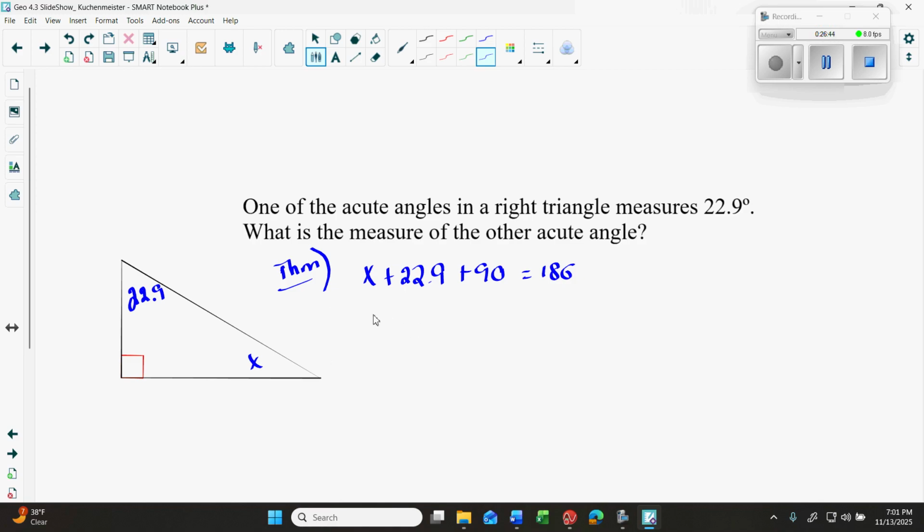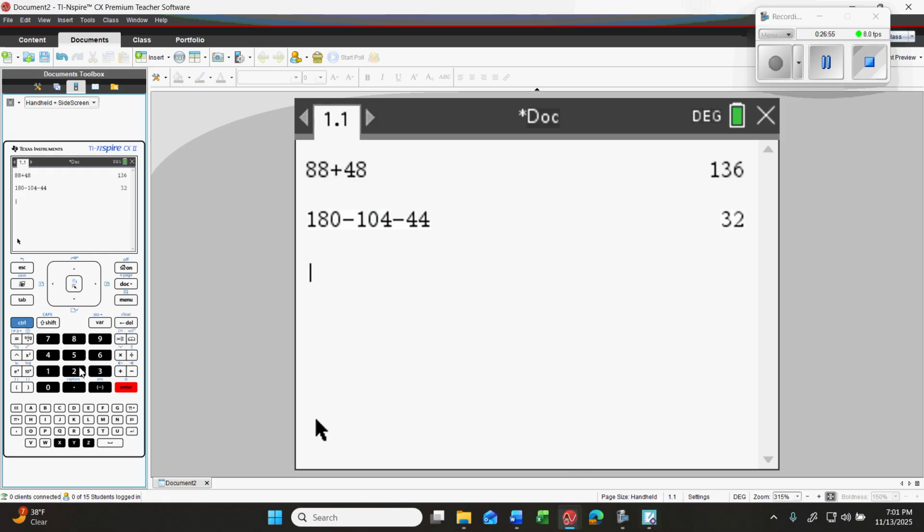So there we combine like terms. We get x plus 90 plus 22.9, which is 112.9, equals 180. I'll do 180 minus 112.9, which is 67.1.